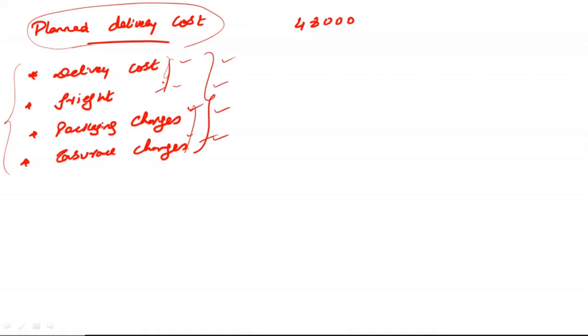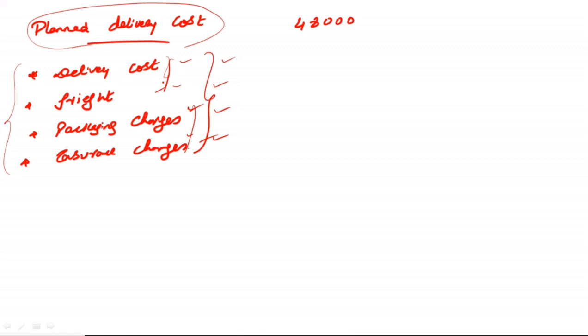Okay, and this planned delivery cost is also the same. You can have this planned delivery cost in header or item. You can have this planned delivery cost at the percentage level and also the value level.